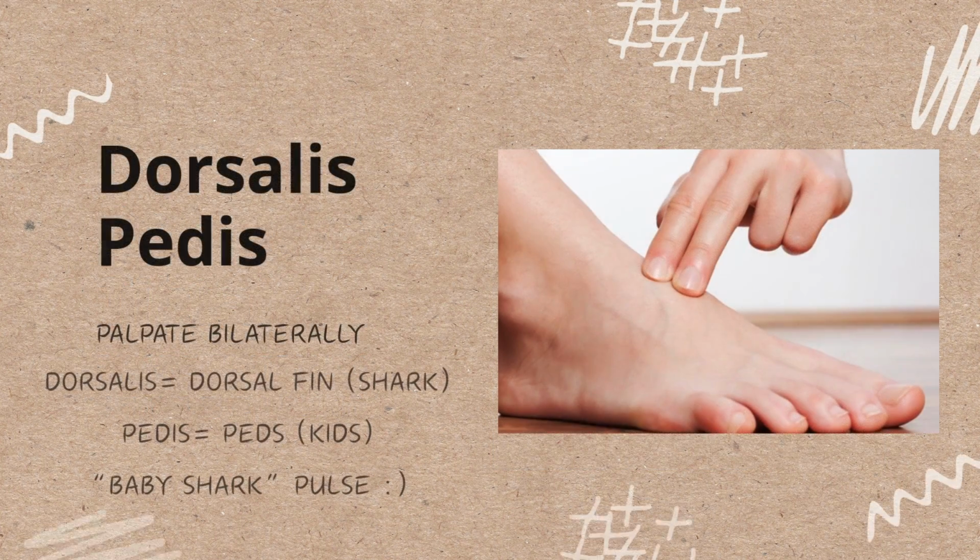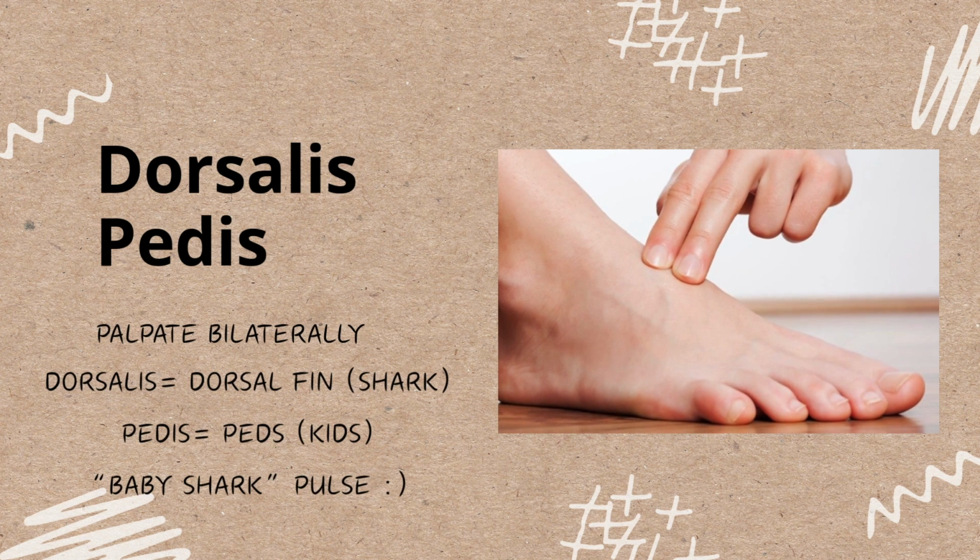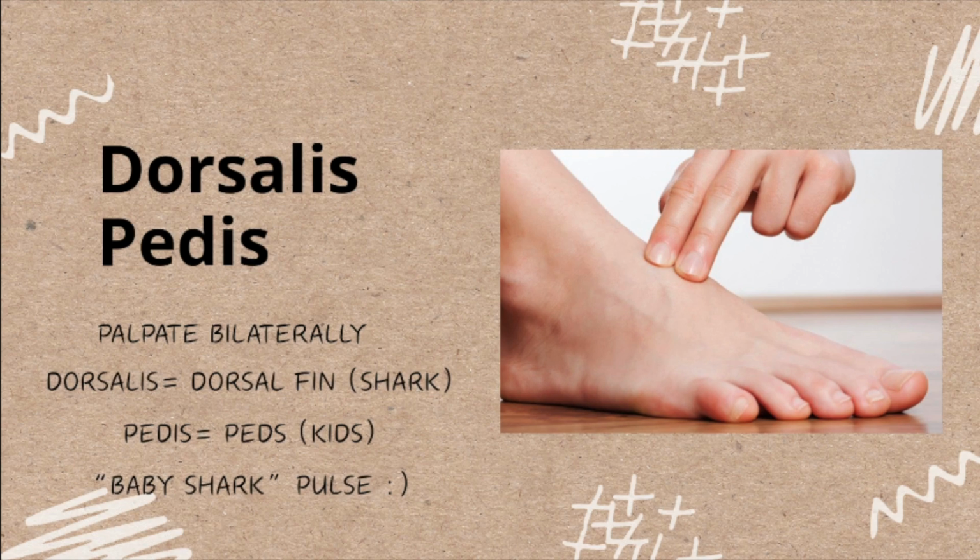Lastly, the dorsalis pedis pulse is on the top of the foot. If you take 2 fingers and place them between the big toe and the second toe and slide down the foot towards the ankle, you'll find it. You want to palpate these bilaterally as well.